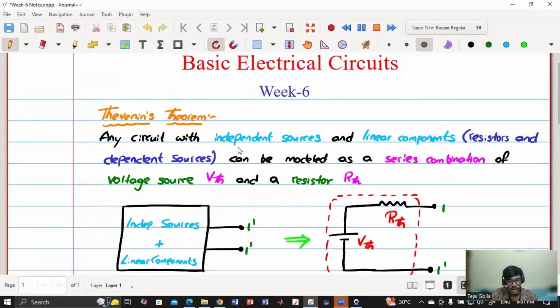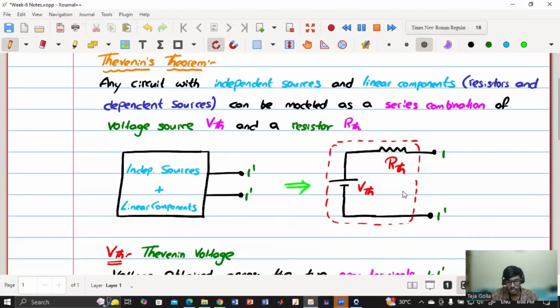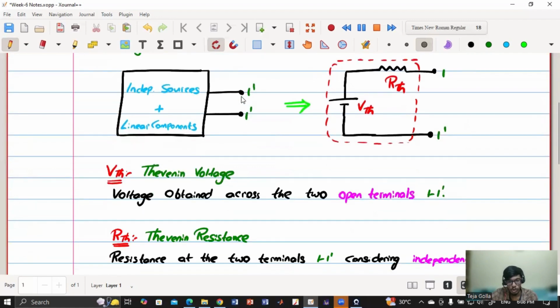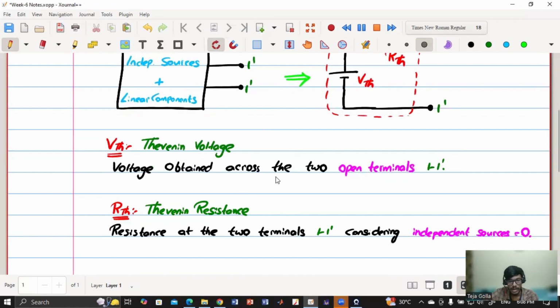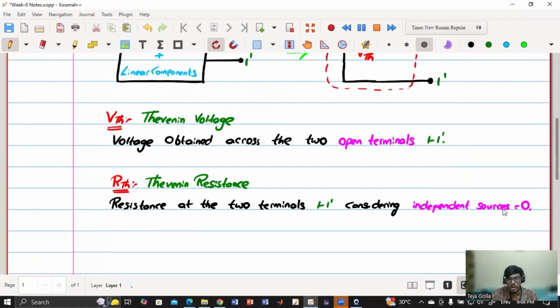Thevenin's theorem: any circuit with independent sources and linear components, say resistors and dependent sources, can be modeled as a series combination of a voltage source VTH and a resistor RTH as shown here, where VTH is the Thevenin voltage, obtained as the voltage across these open terminals. This open circuit voltage is called the Thevenin voltage. The Thevenin resistance is the resistance seen across these two terminals, considering the independent sources to be 0, which means the voltage source will be short circuited and the current source will be open circuited.